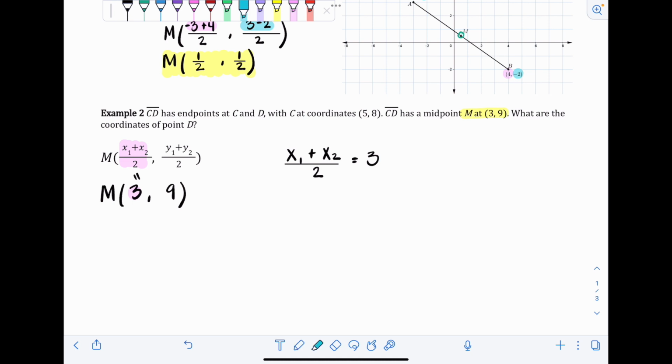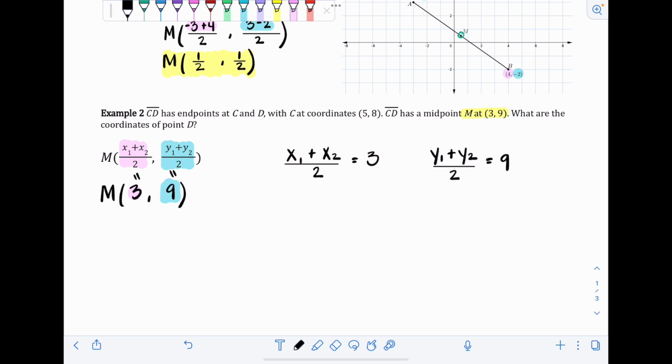And then for the y values, y1 plus y2 over 2, that's what we would use to solve and to find this 9. But we already know that it equals 9 because we know the midpoint. So then we're able to set up an equation that way.